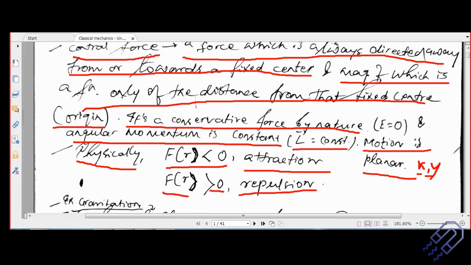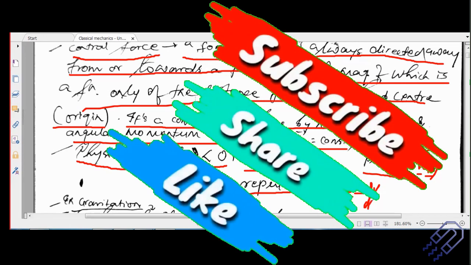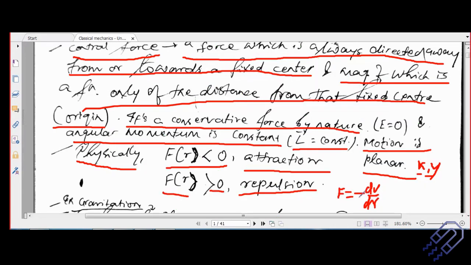If you remember the relation between force and potential, which you might have come across a number of times, we say that F is equal to minus dV by dr. This relation is very popular. We are going to see this later also, and you might be coming across this in quantum mechanics too. So we have got a minus sign, and this minus sign signifies that we are talking about an attractive force here.